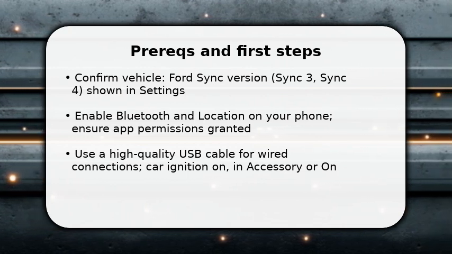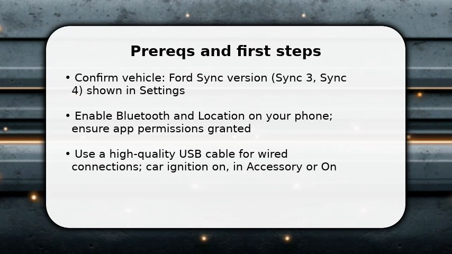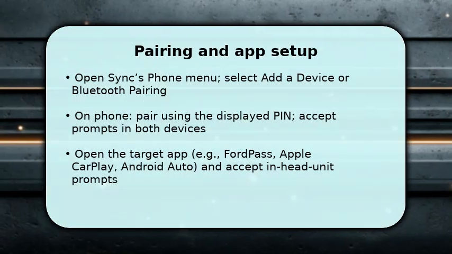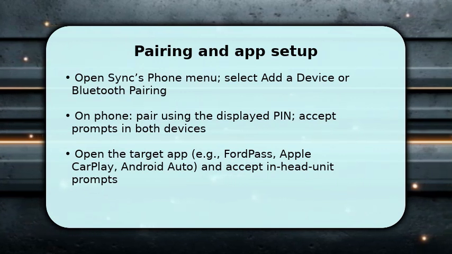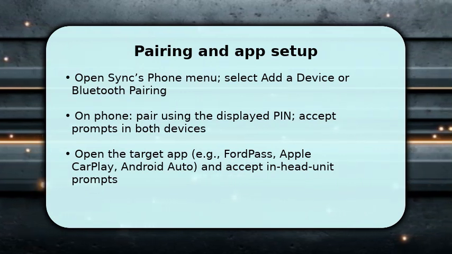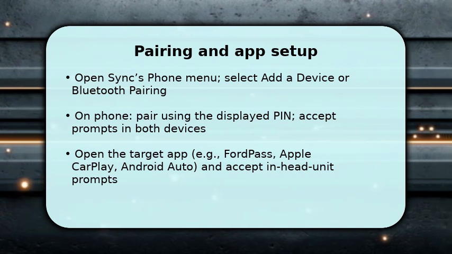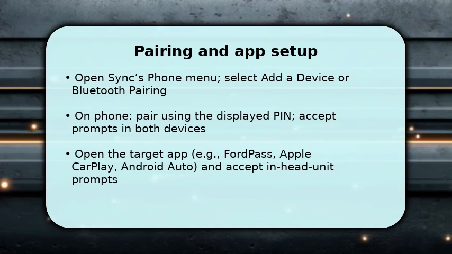Now move to pairing in the head unit. You now use the SYNC screen. Go to Phone, then Add a Device and start Bluetooth pairing so the car and phone exchange a PIN. On your phone, confirm the PIN and accept pairing. Make sure to allow contact and text access if prompted.